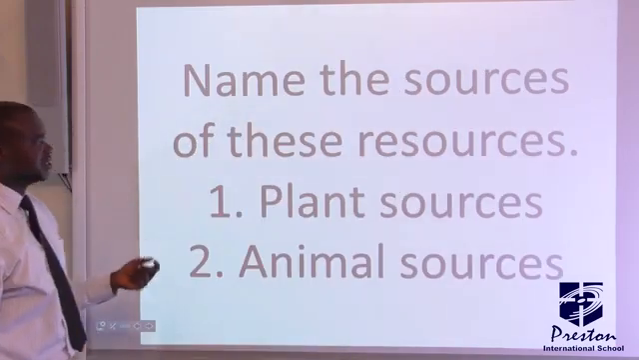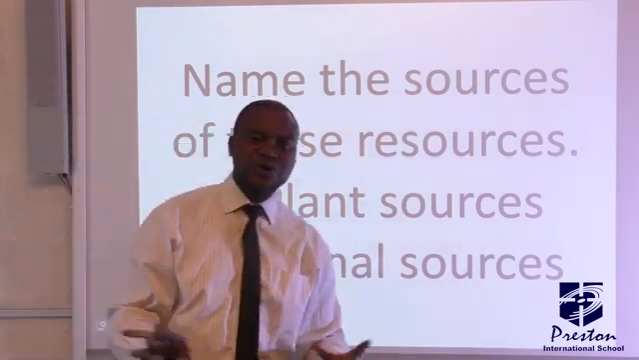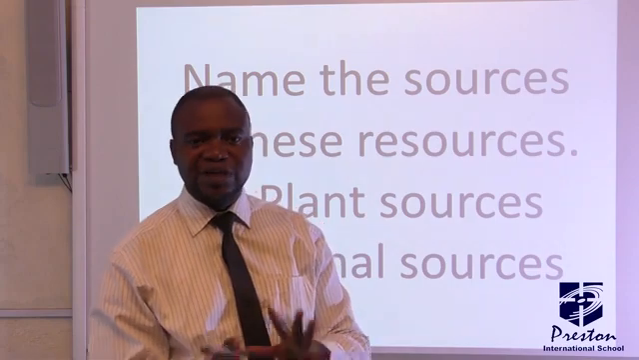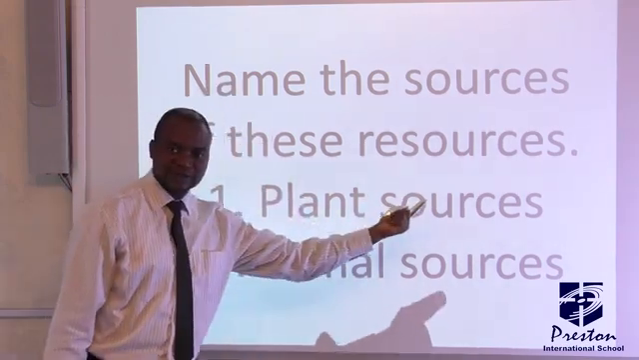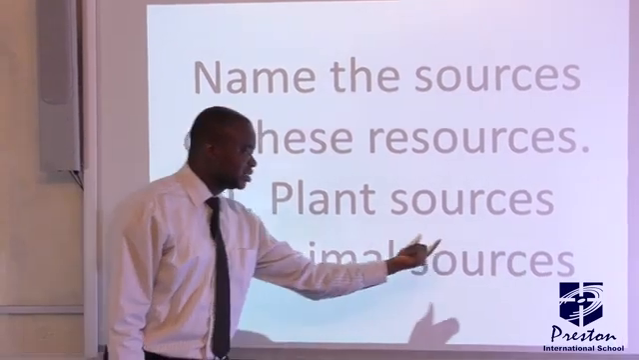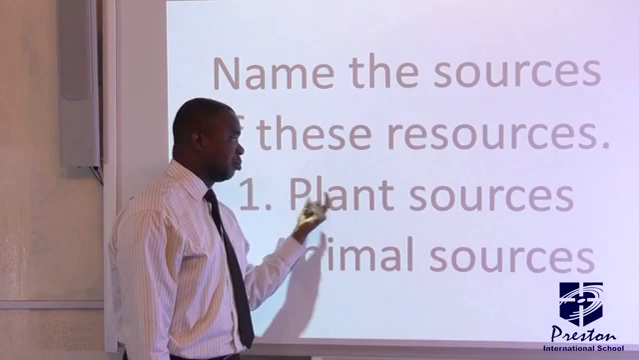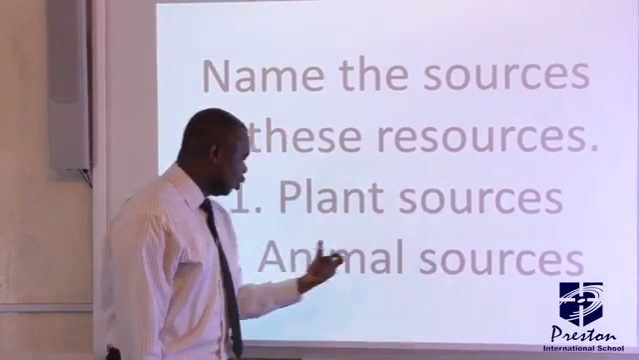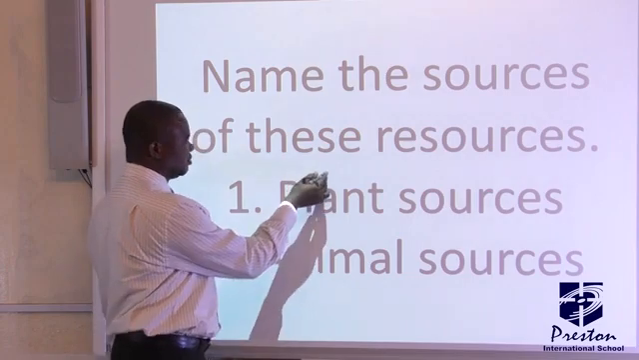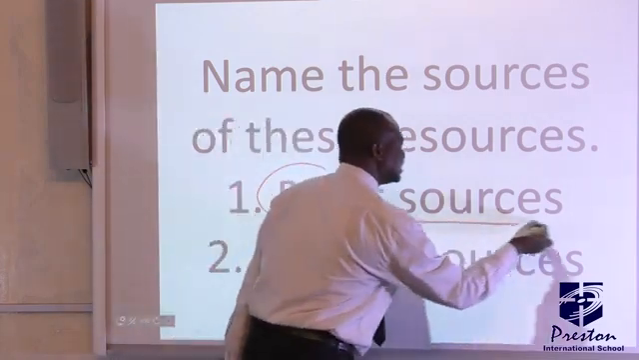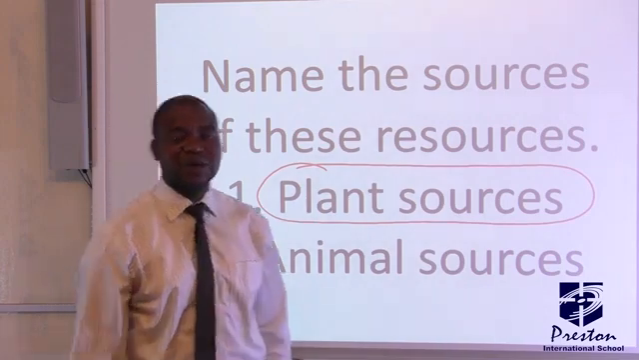Name the sources of these resources. Broadly speaking, we can group these sources of resources from living things into two major groups: number one, plant sources, and number two, animal sources. Everything you are using, you are obtaining from plants or from animals. We have mentioned sometimes that everything we get in life, directly or indirectly, is obtained from plants. Think about it.